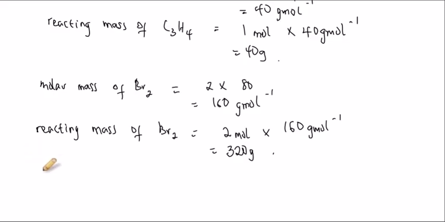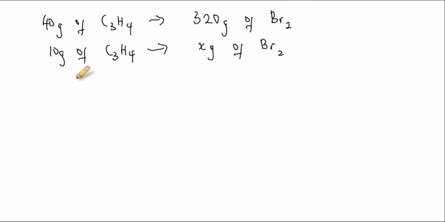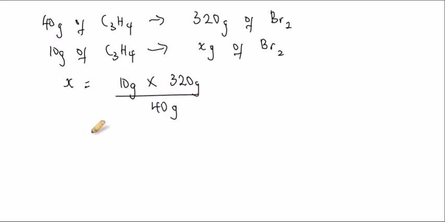You can then say that 40 grams of propyne, according to the calculation we did, will require 320 grams of bromine. So if we have 10 grams of propyne, X grams of bromine will be required. We are using X because it is an unknown. So from here we solve for X by cross multiplying and making X the subject. So from here, X equals 10 grams multiplied by 320 grams divided by 40 grams. Calculating this, we have 80 as our final answer.